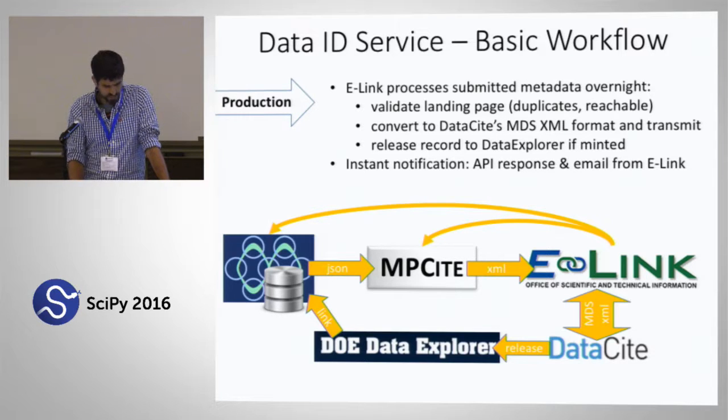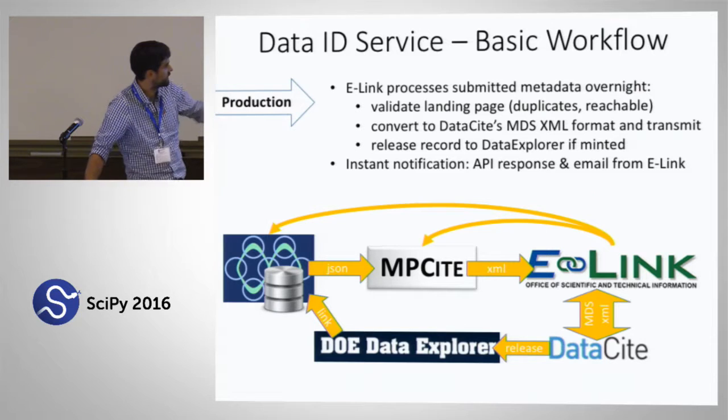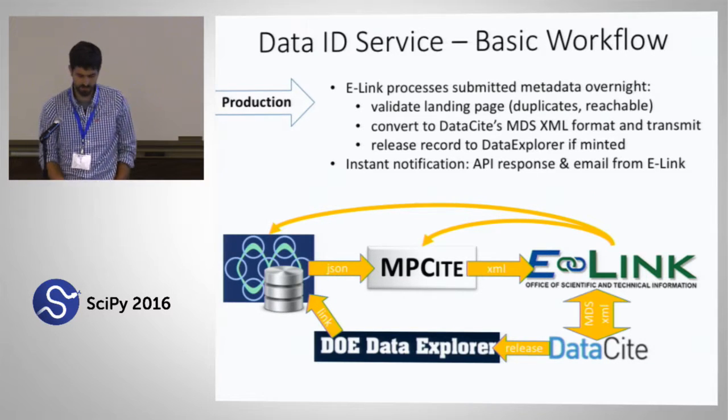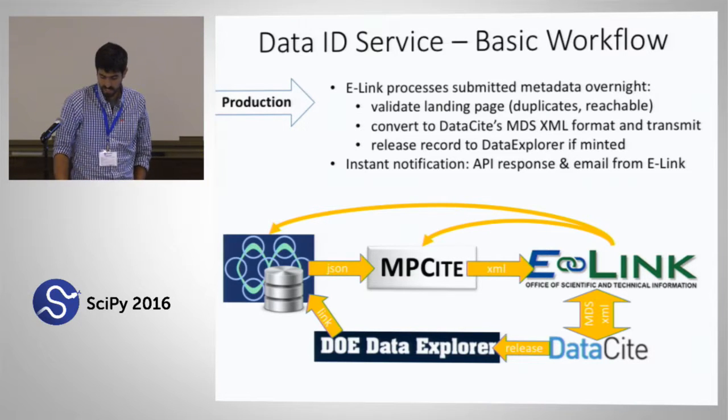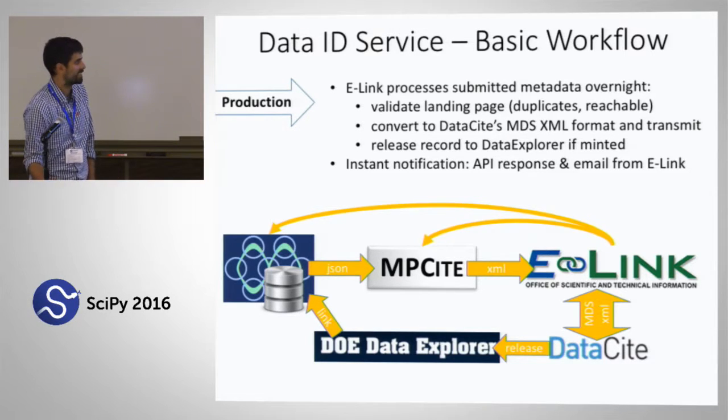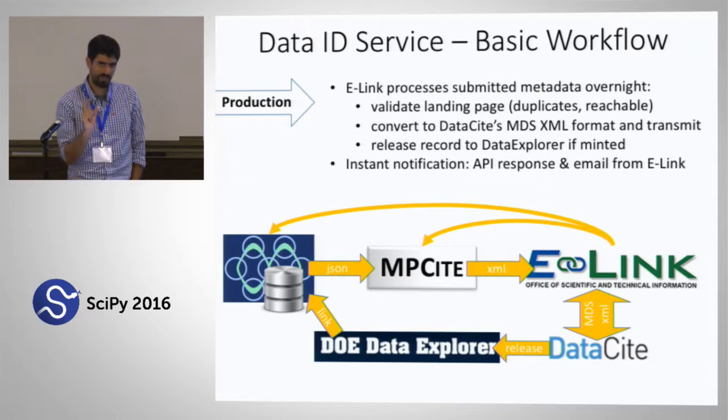Once we're in production, which is a pretty important step, you can see that we're now closing the loop. MPCite would get materials from our database, a batch of materials that doesn't have DOIs yet. It would send them to E-Link in the right format. And then overnight, E-Link would validate the landing page, so it must be reachable. There shouldn't be another entry with the same URL in all of the DOIs.